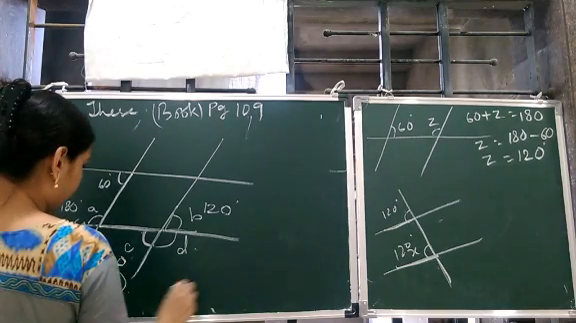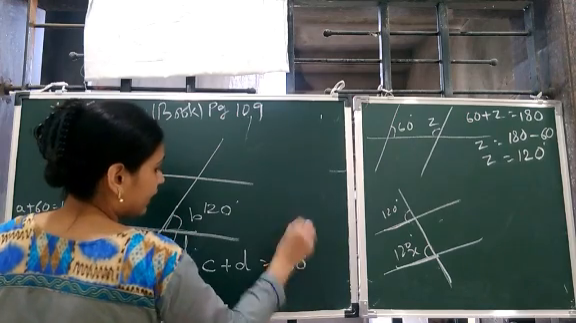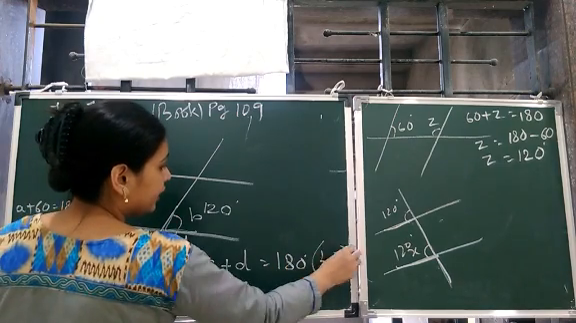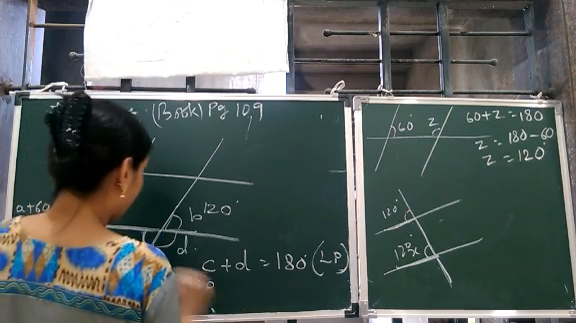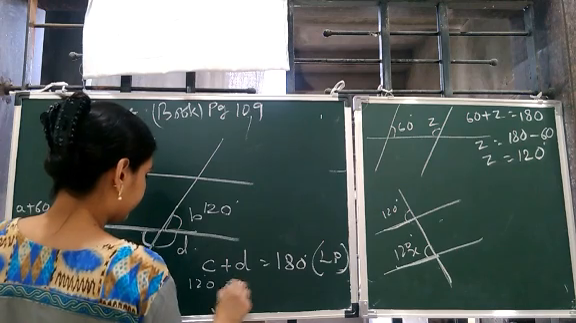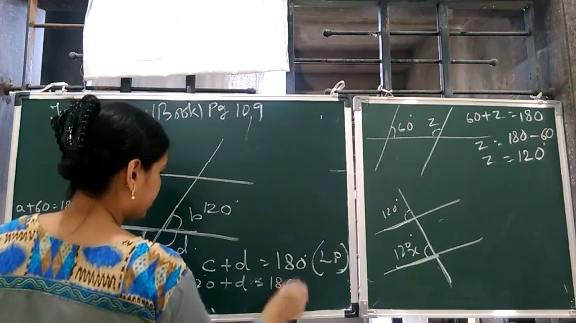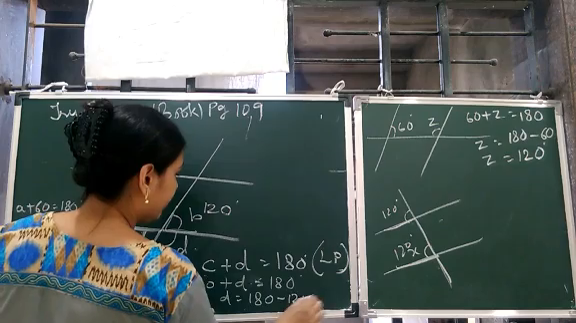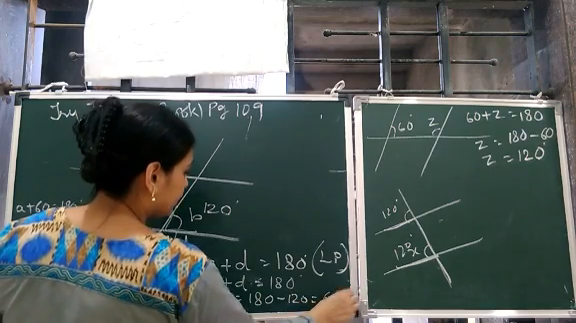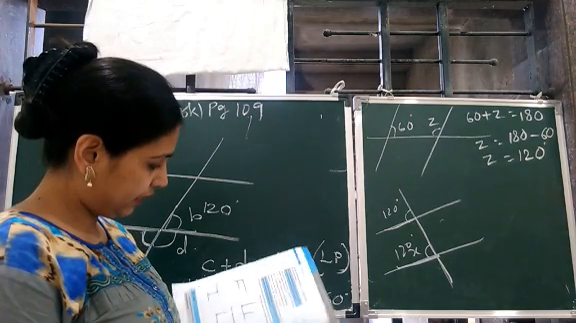Connection here. So angle C plus D is equal to 180 degrees because they are linear pair angles. C is how much? 120. So D will be 180 minus 120, which is equal to 60 degrees. Okay. So this completes.